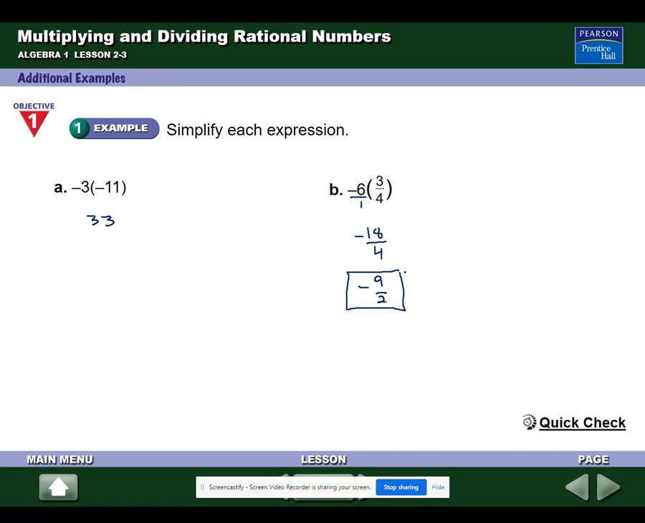Again, you could say negative 4.5. That would be correct. Please don't say negative 4.5, though, because that is a decimal. They gave us a fraction problem. We should produce a fraction answer.